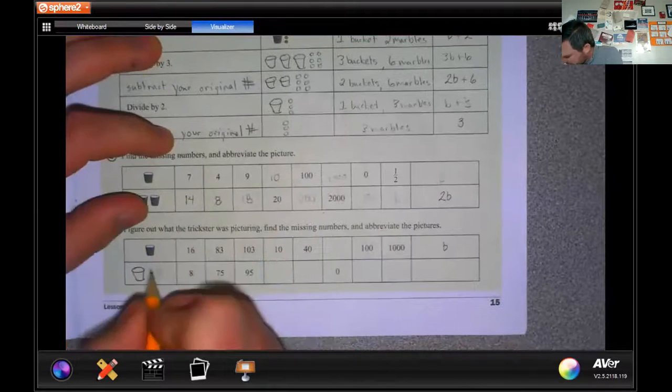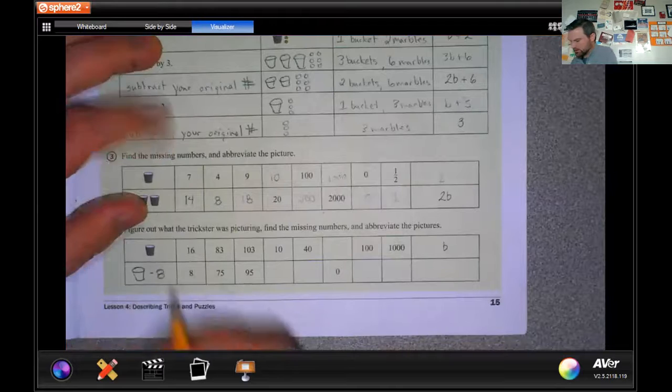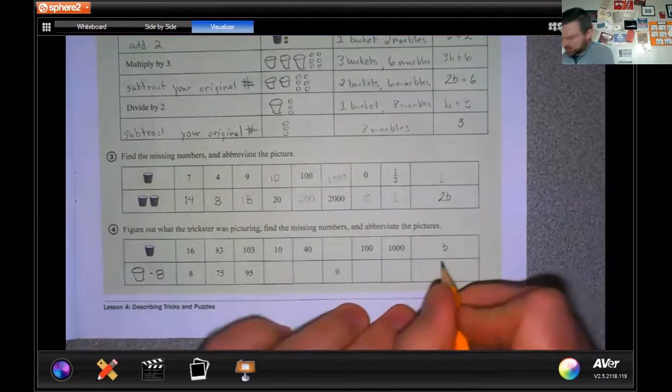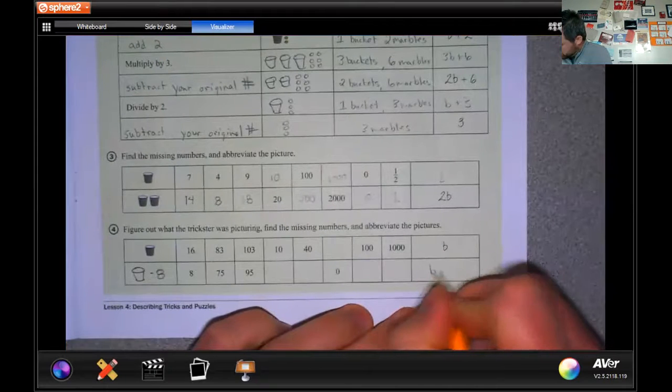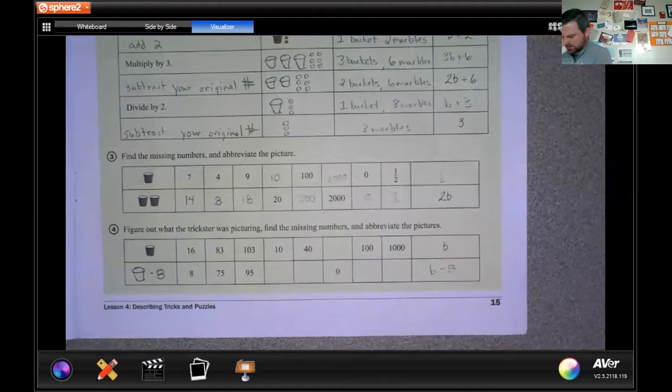No, we'll just leave it 8. Okay. So over here, we can fill this out. This would be a bucket minus 8. We're going to get rid of 8 marbles. And I know what you're saying. We didn't have 8 marbles to get rid of, but this is how we are going to picture it.